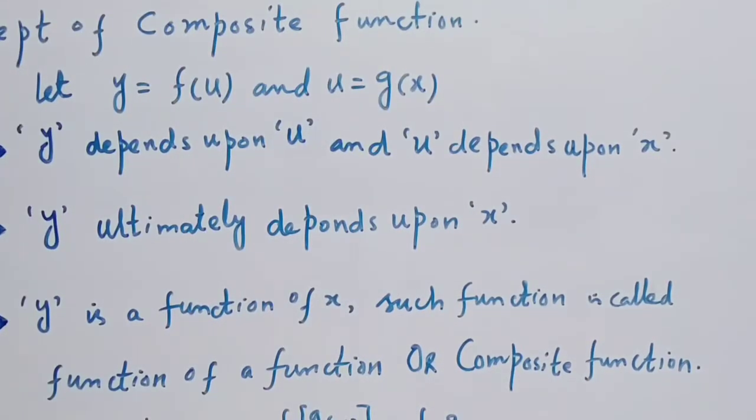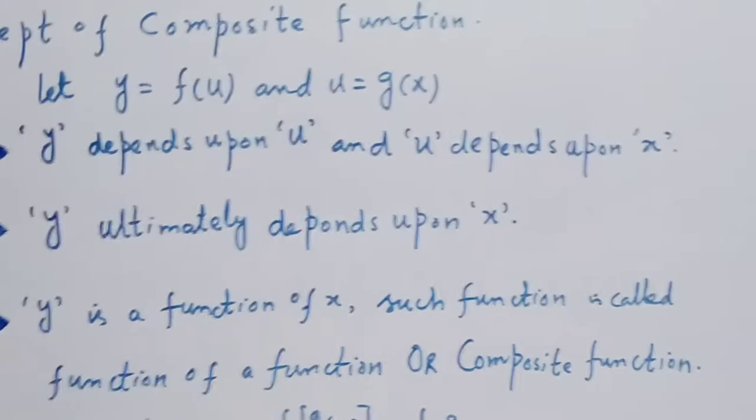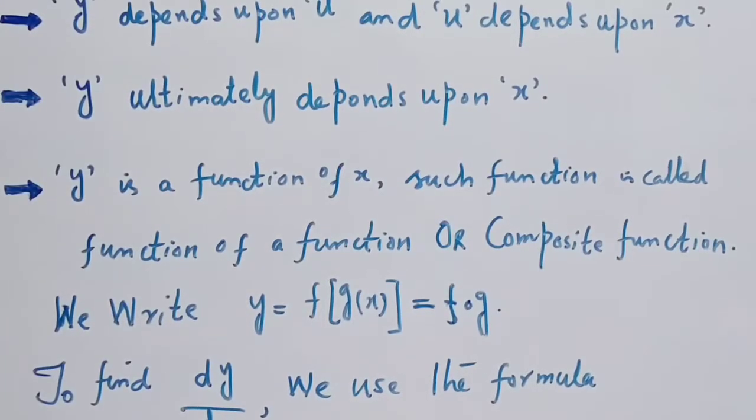So y is a function of x. Such a function is called a function of a function, or composite function. Actually we can write it as y equals f of g of x, such that instead of x we are putting g of x, and f of g is equal to y.